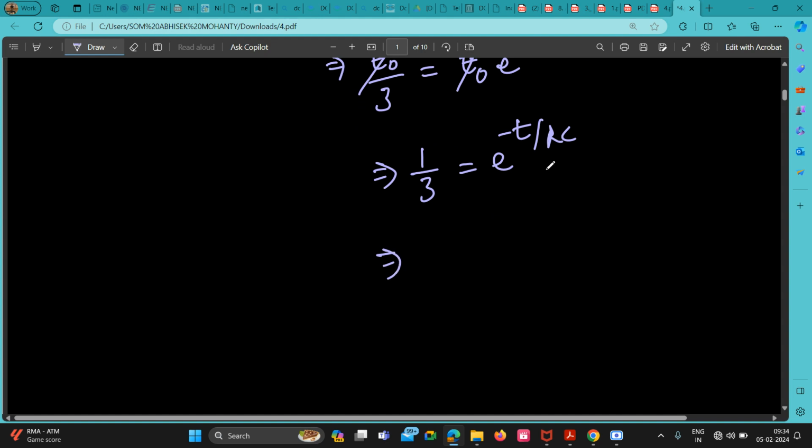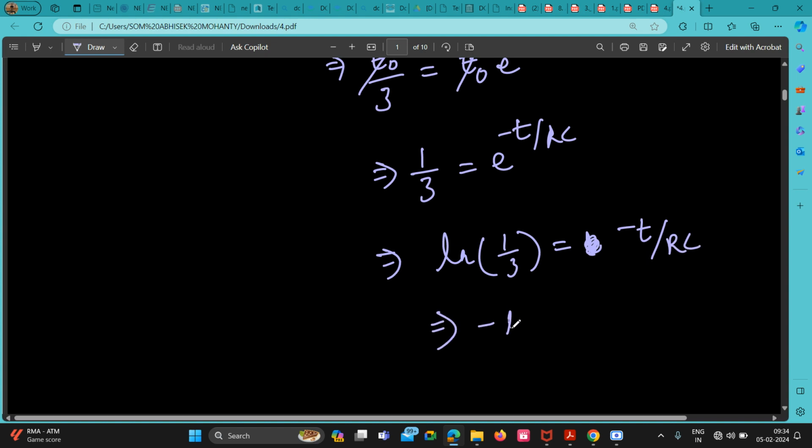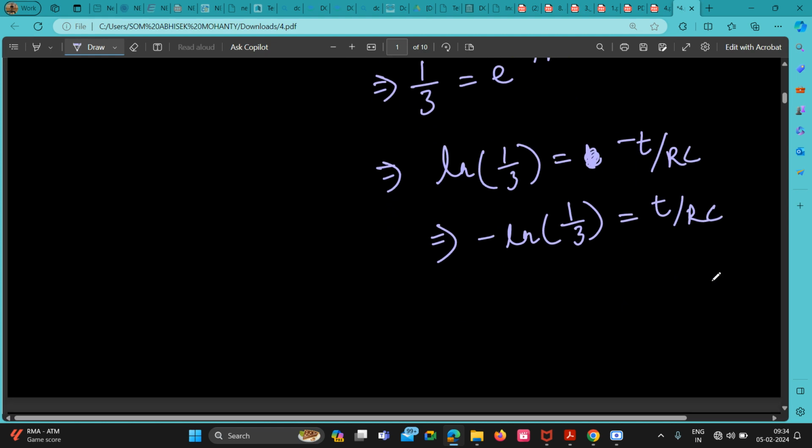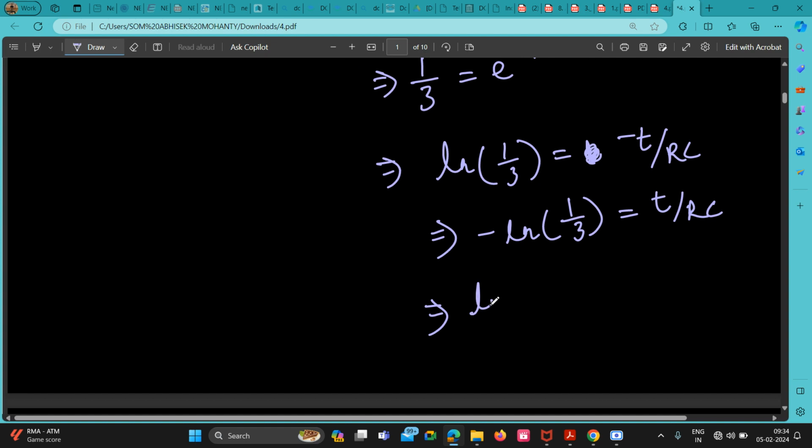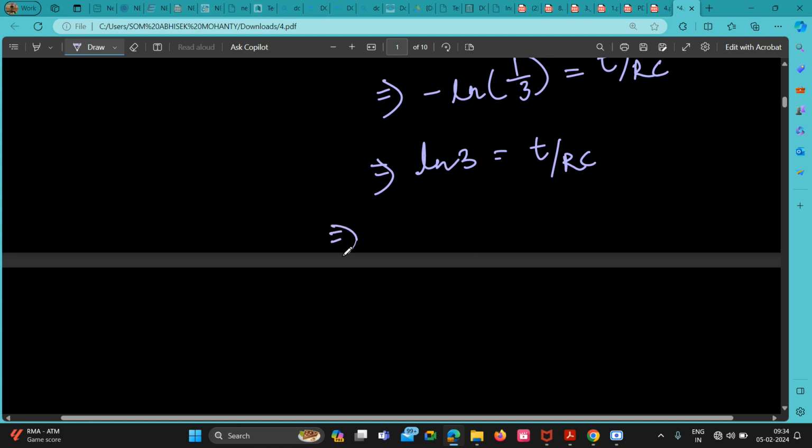If I take ln, this e will come to this side and become ln. So ln 1 by 3 is equal to minus t by RC. Now this minus will come to this side: minus ln 1 by 3 is equal to t by RC. Minus ln 1 by 3 is ln 3, isn't it? So ln 3 is equal to t by RC. What is the question? Find the resistance of the wire. I can take resistance to this side and ln 3 to that side, so R is t by C ln 3.